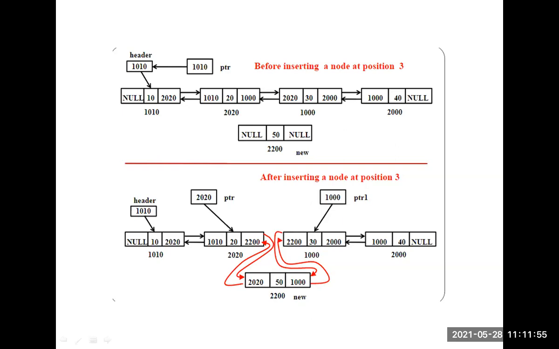In between, I want to insert here. Inserting here means this left node contains this address, and this right node contains this address. By considering here, we are considering the pointer variable here.